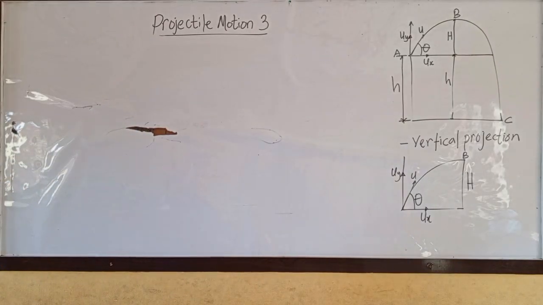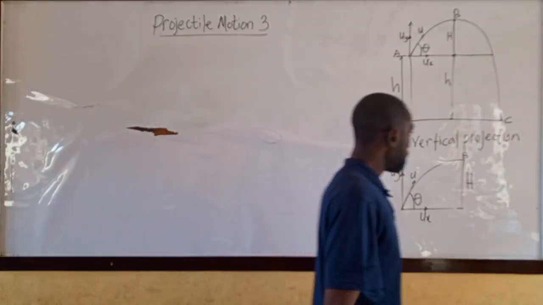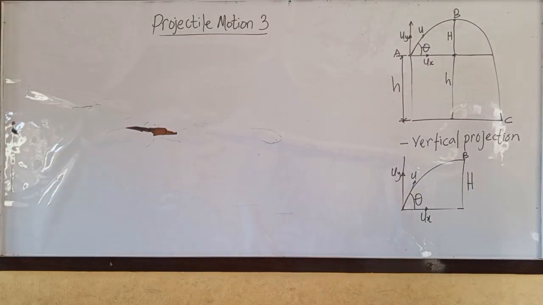So let us go. Now, this vertical projection is from A to B. So what happens here? We see the curve that our U of Y equals U sin theta.